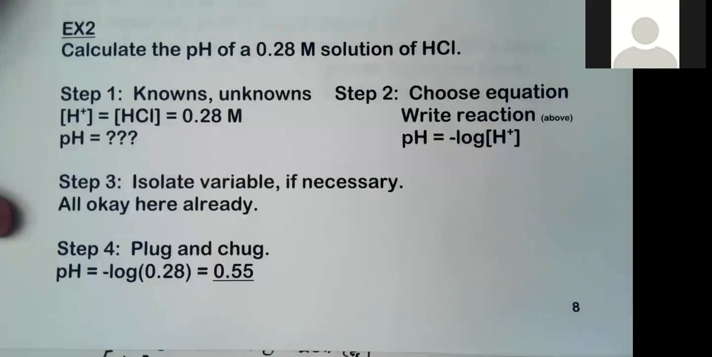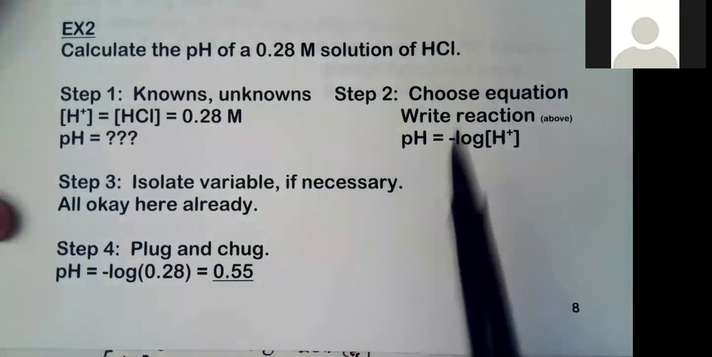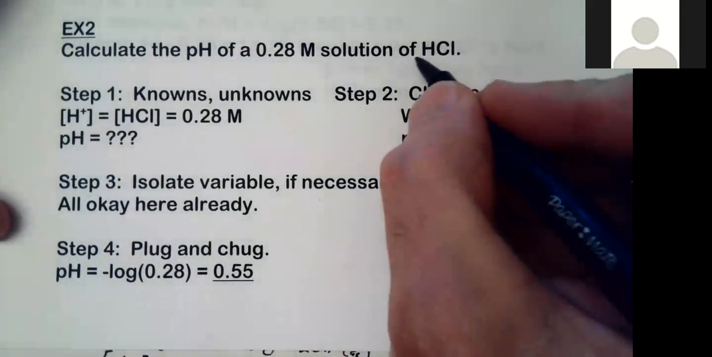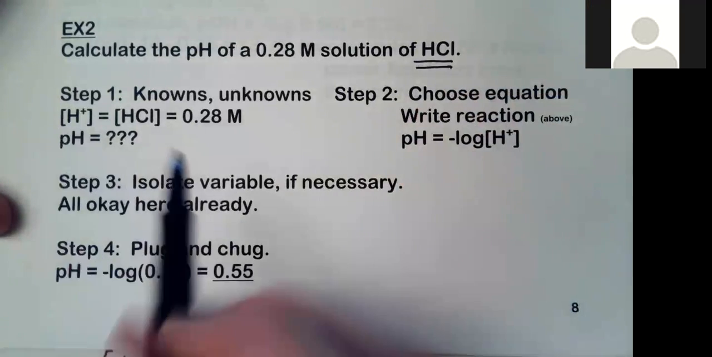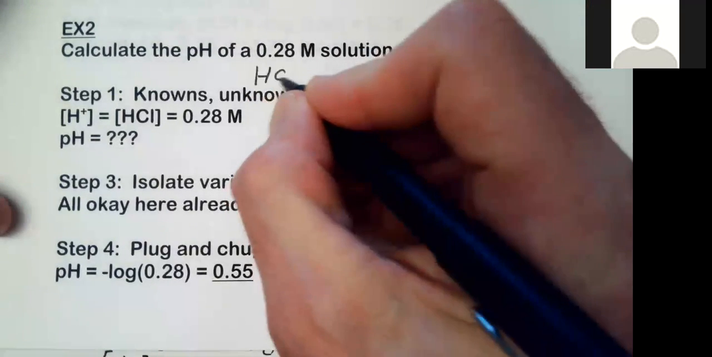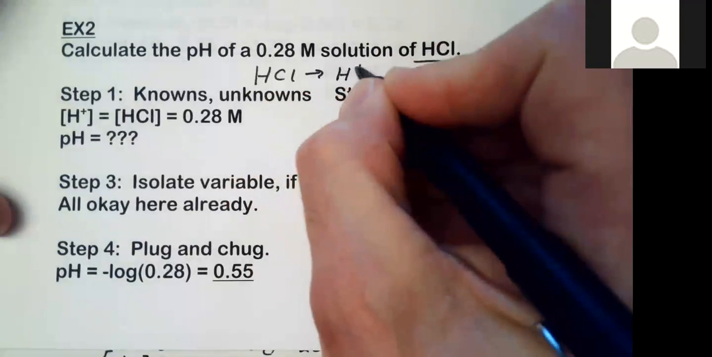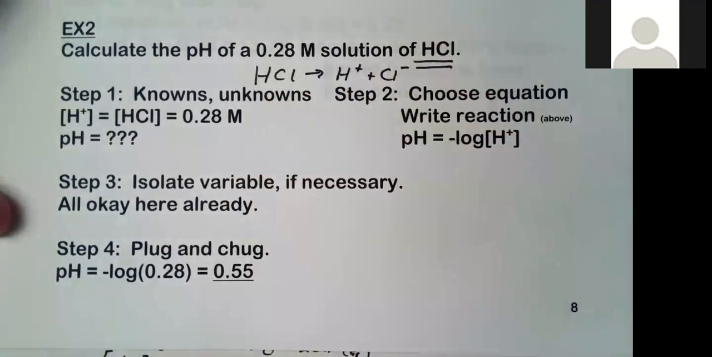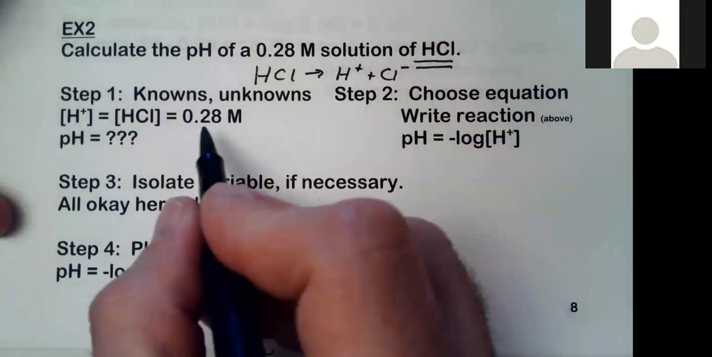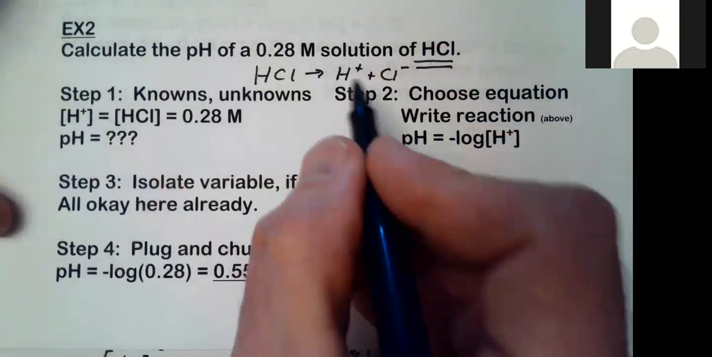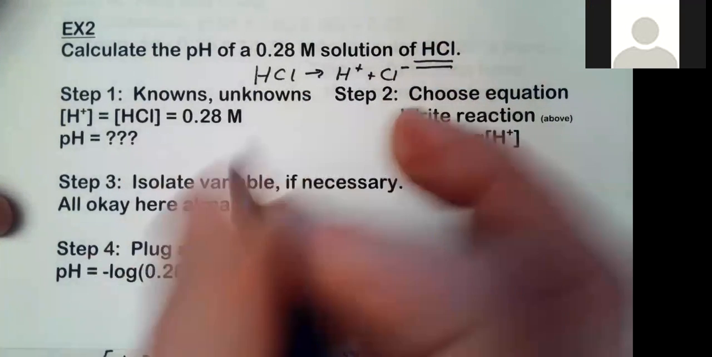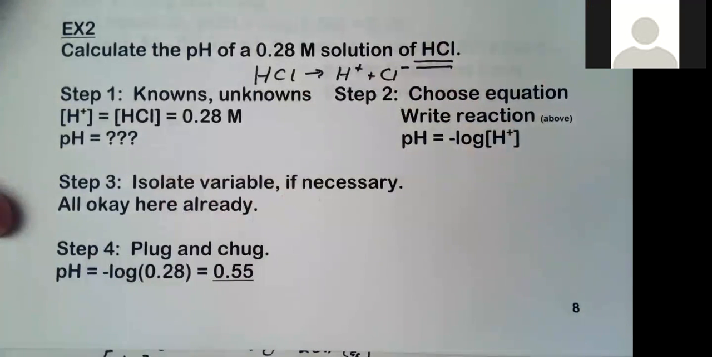So if I say, let's calculate the pH of a 0.28 molar solution of HCl, all right, what we can do is we can say, all right, HCl, that is a strong acid. And so because HCl is going to break apart completely and form H plus and Cl minus, then what we'll say is that if the concentration of HCl is 0.28, then the concentration of H plus is also 0.28, just like we were doing on the previous page.